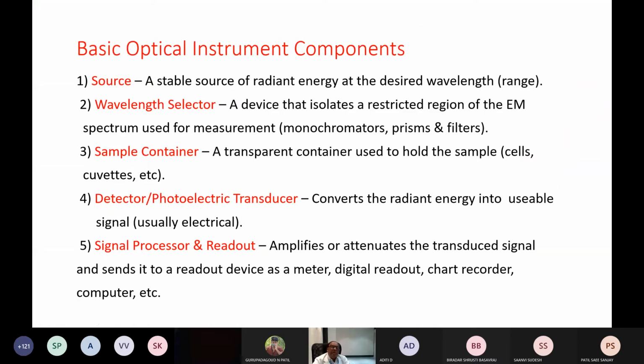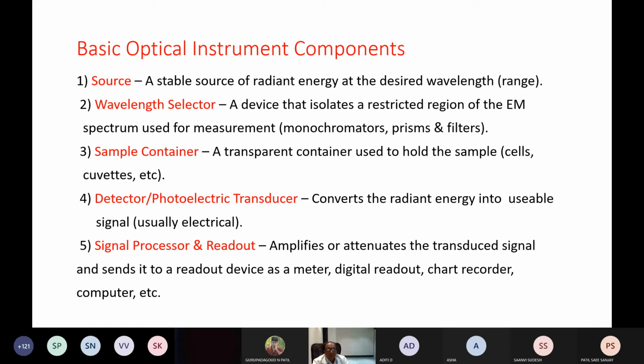So there are some basic optical instrument components. Just go through them. Source, that is the light which gives radiant energy at the desired wavelength. Wavelength selector, a device that isolates a restricted region of the electromagnetic spectrum used for the measurement. Sample container, that is the cuvette where you keep the sample. And detector, which detects how much of the absorbance is done, and that will be converted by this detector.